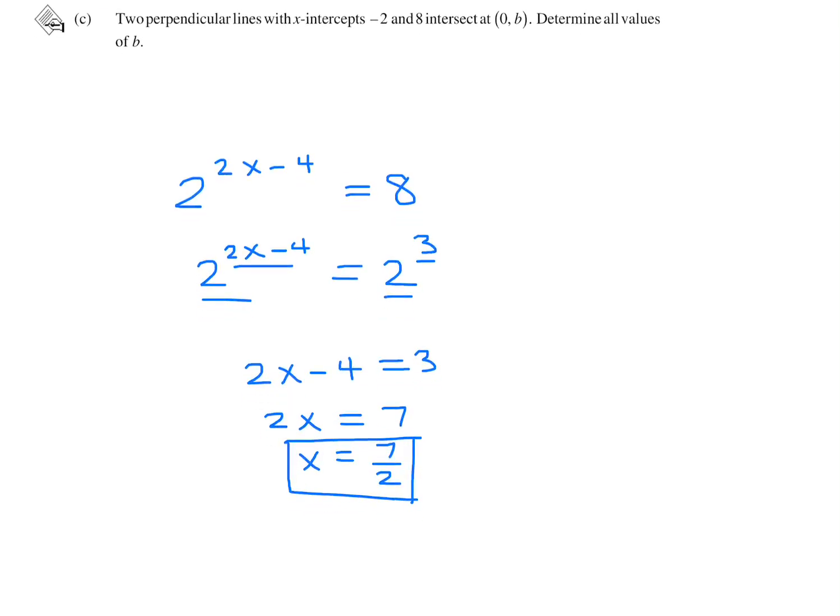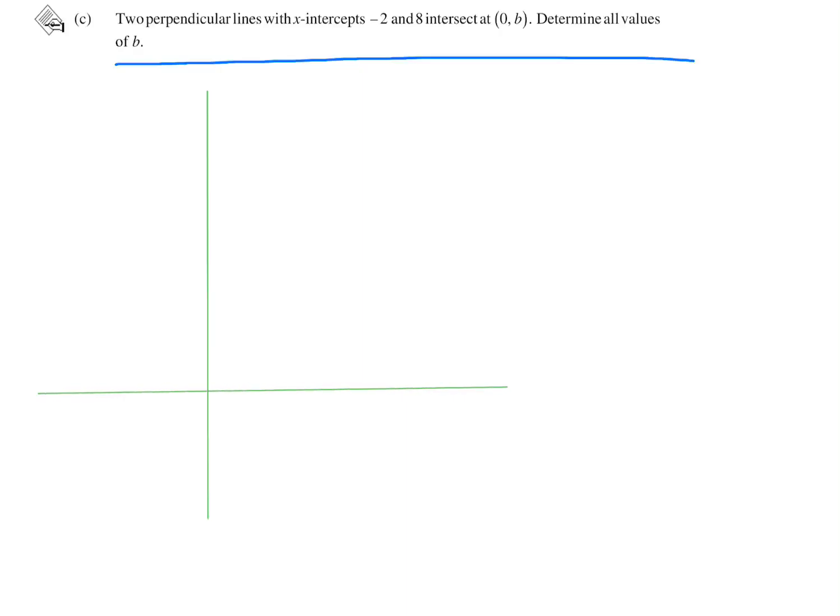Moving up to 1c now. Two perpendicular lines with x-intercepts minus 2 and 8 intersect at 0b. Determine all values of b. Okay, so we've got two lines. We'll draw a little graph here. And these two lines, we are not entirely sure where they intersect because b is what we're trying to figure out. But we can just label it and then go from there.